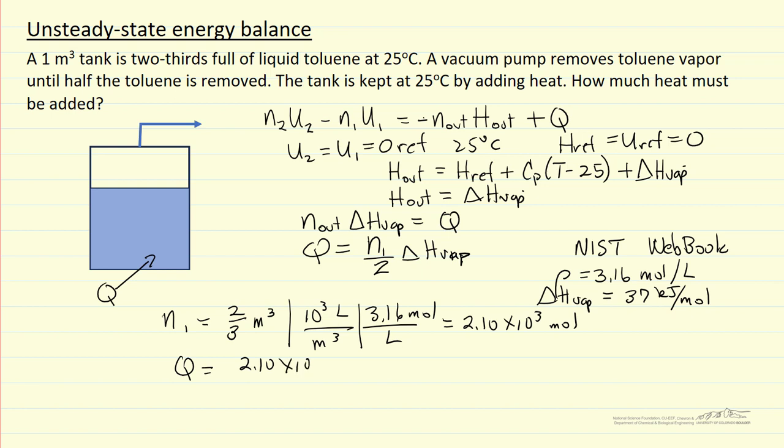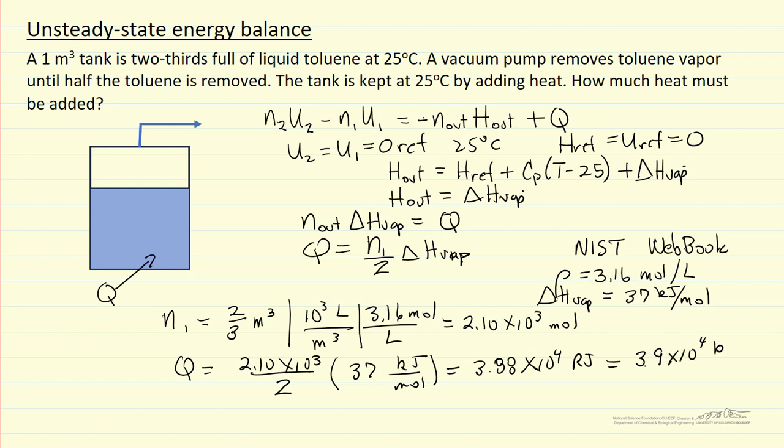and therefore Q is equal to 2.13 times 10 to the third, divided by 2 because we evaporate half, and then times 37 kilojoules per mole. And this ends up being 3.88 times 10 to the fourth kilojoules. Or, for the fact we only have two significant figures in delta H and in the problem statement, that means we have 3.9 times 10 to the fourth kilojoules. So that's how much energy we have to put in to keep it at 25 degrees and evaporate half.